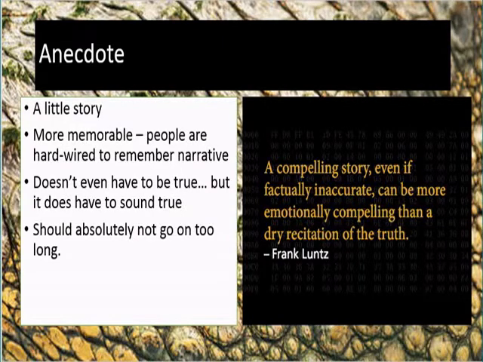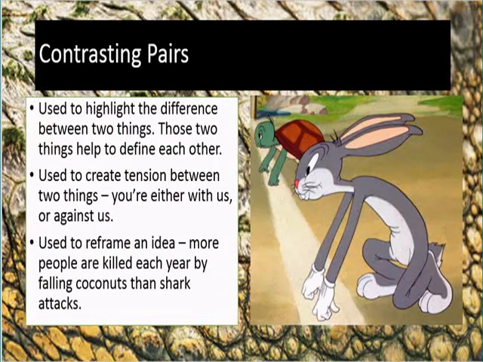After that, we have contrasting pairs. And for this one, you can see I've picked this example of the tortoise and the hare. Because we can use contrasting pairs in a couple of different ways, but one way to do that is to talk about the difference between two things. And a contrasting pair highlights the difference between those two things to the point that those two things help to define each other. So the tortoise is slow because he's being compared to the hare and the hare is fast.